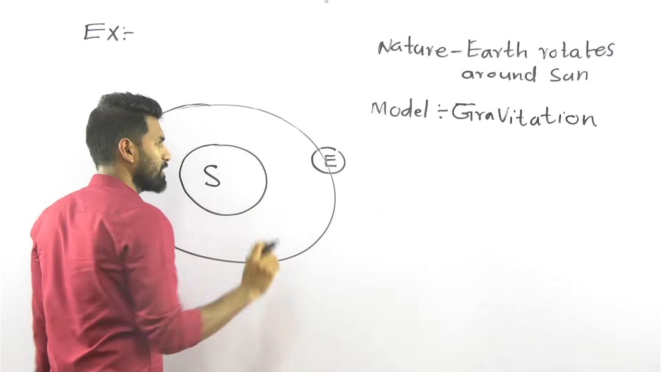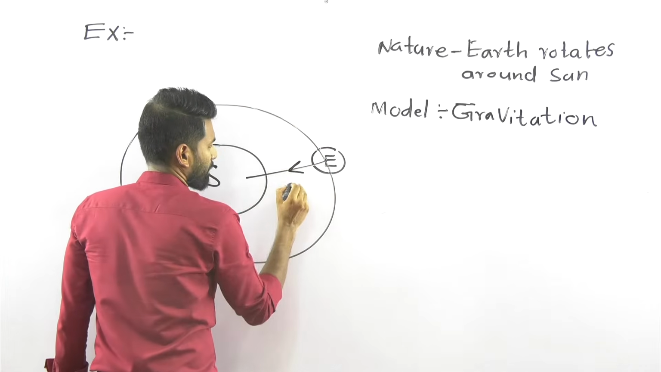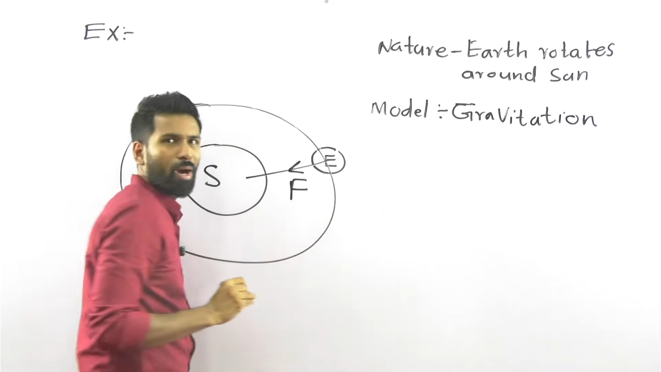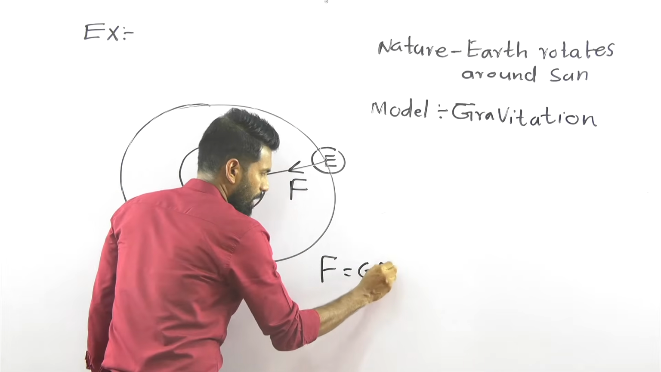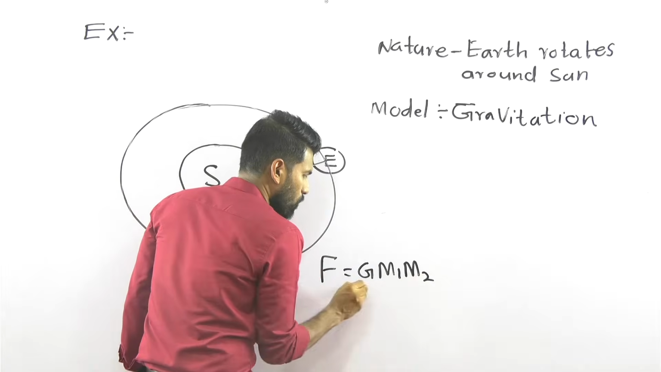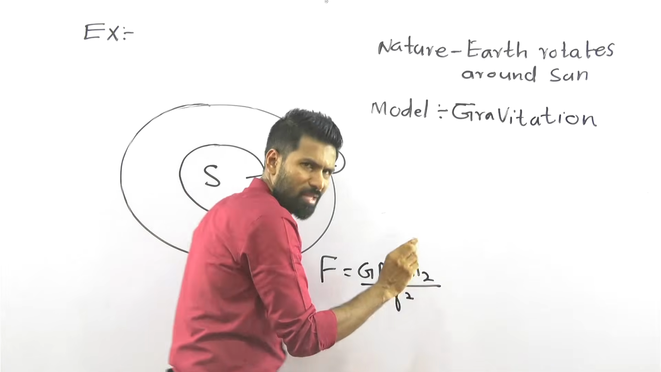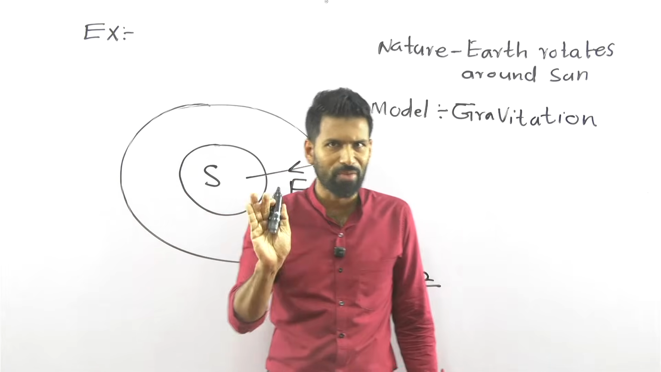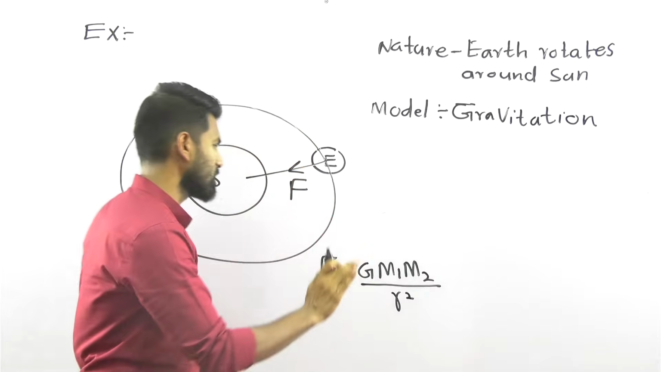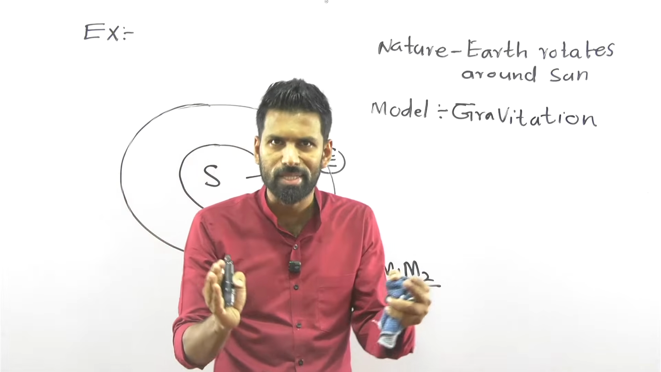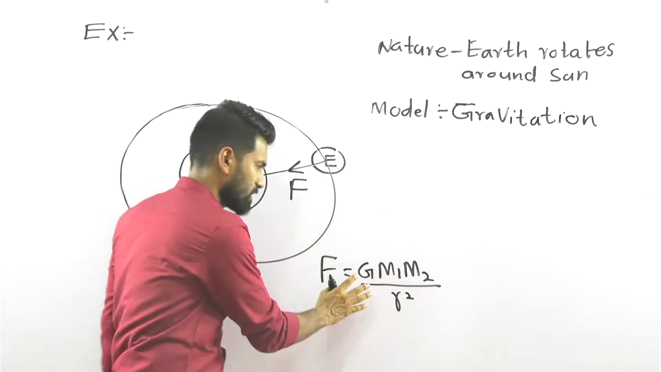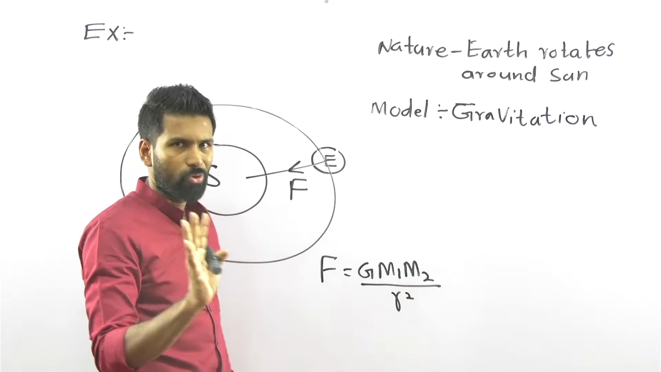In gravitation, they say the Earth is attracted toward the Sun by a gravitational force which is equal to G m1 m2 over r squared. I'll explain them later. I'm just giving you an example. I'll explain these things later in the correct lessons. But now I'm just giving an example. No need to worry about these things. Just listen and look at the board.